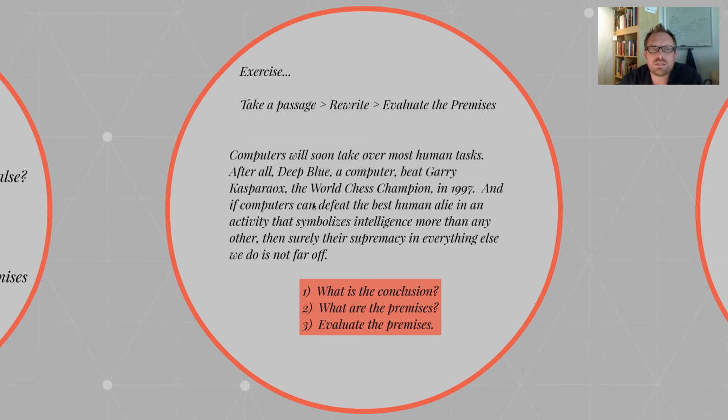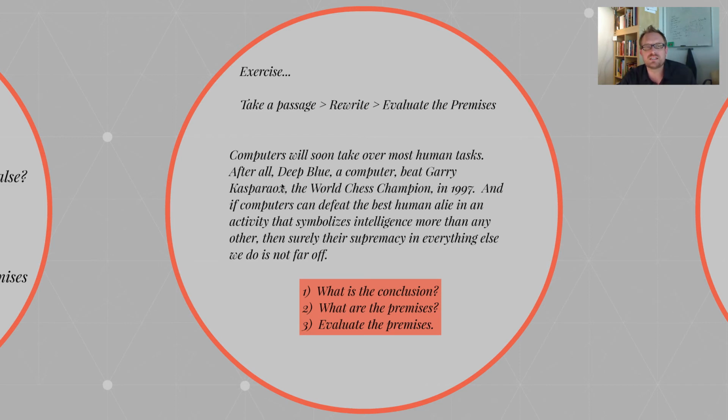Okay, so if we take this argument, let's take the passage. Now, I'm not going to rewrite it because it's too difficult for me to rewrite it here. But let's first off just figure out what's the conclusion. It looks like the conclusion in this case is the very first sentence. Computers will soon take over most of the human tasks. Why? Because then they give this argument about first Deep Blue in 97, and they say that chess is a good marker for human intelligence, therefore the supremacy of the computers is not far off, right? So, in fact, this last one, surely the supremacy and everything else is not far off, is really sort of a restatement of this conclusion.